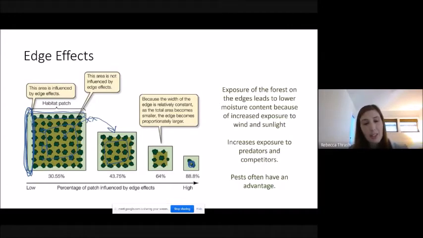Also, these edges are usually really good habitats for things like pests. They take advantage of the disturbance along the edges here, and they can proliferate and do really well. Mosquitoes are one example of pests that do really, really well, say when we build a road through a forest. They tend to have higher populations on the edges of forests than they do within.